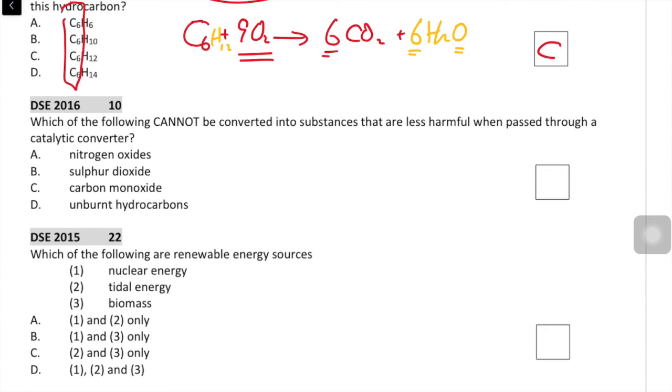The next one is, which of the following cannot be converted? Now, catalytic converter can convert nitrogen oxides, CO, and unburned hydrocarbon. So, of course, B is the choice because there should be no SO2 in the exhaust gas from vehicles. They should come from the trucks, factory, or power station.